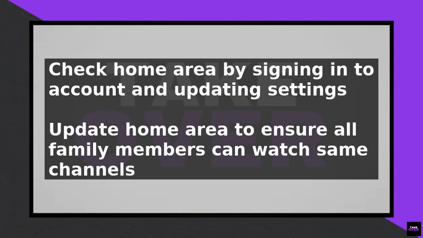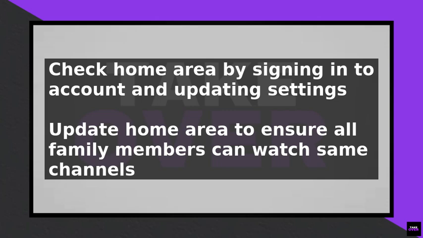If you are still having trouble with home area family sharing restrictions, you may need to reset your home area. To do this, go to the YouTube TV website and sign in to your account. Click on the profile picture and select Settings. Scroll down to the Home Area section and click on Reset Home Area. This will reset your home area to the location where you are currently signed in.